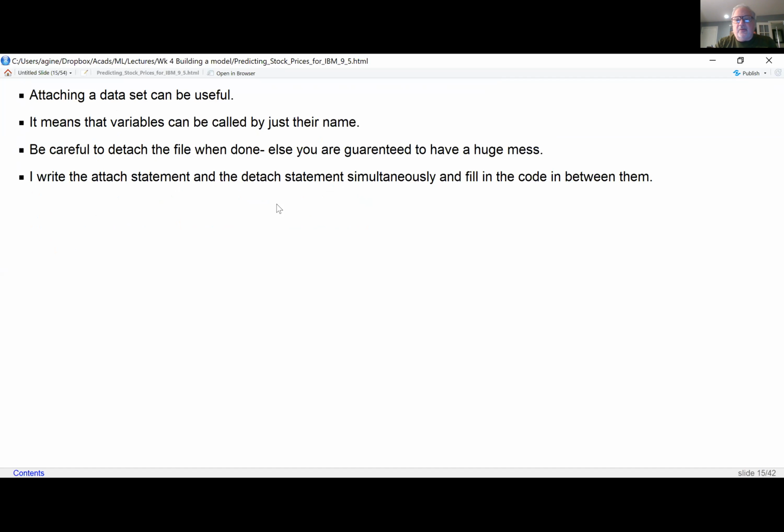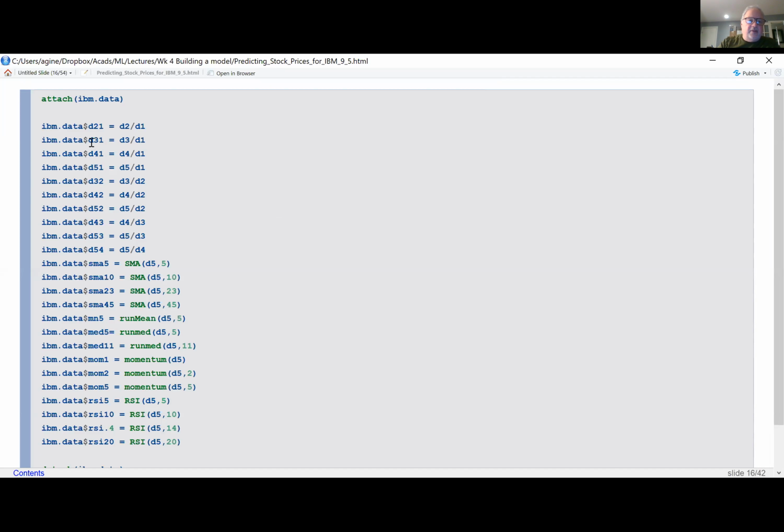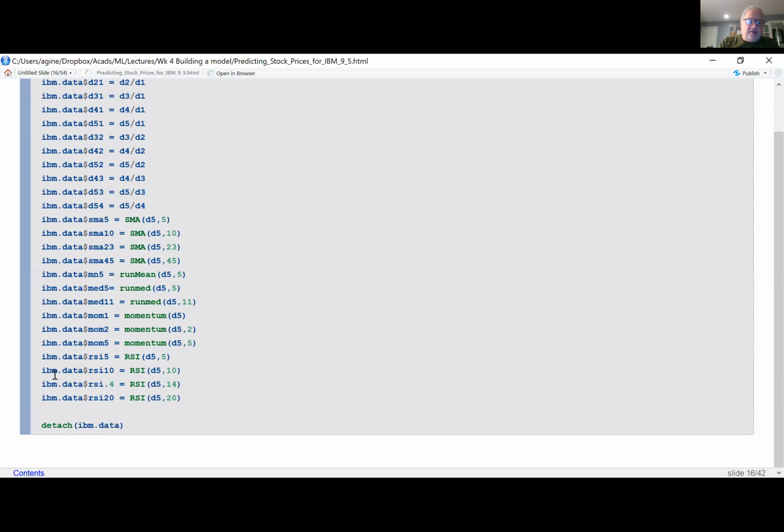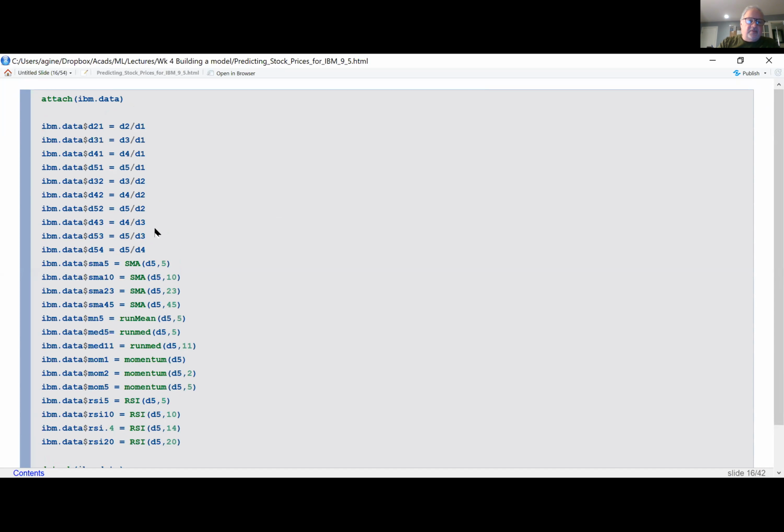Now, to do all this, I'm going to do what's called attaching a data set. I'm going to attach the data set to the environment. This means that you can call variables just by their name. You don't have to use the $ sign notation or the dot notation of Python. But a really important thing when you attach data sets is to remember to detach them. So when I do this, I will write the attach and the detach statement at the same time, and then just put the code in between the two. So here we go. I wrote attach IBM.data, detach IBM.data, and then I just created a bunch of new variables. So these, D sub like 4.2, is D4 divided by D2. These are returns over different periods of time.